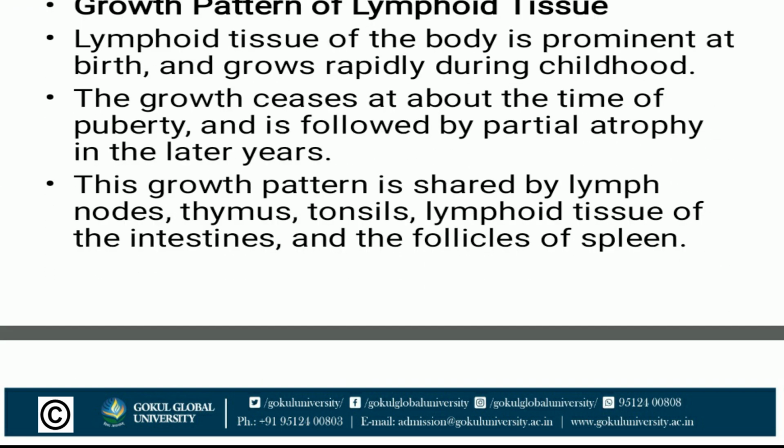Growth pattern of lymphoid tissue. Lymphoid tissue of the body is prominent at birth and grows rapidly during childhood. The growth ceases at about the time of puberty and is followed by partial atrophy in the later years. This growth pattern is shared by lymph nodes, thymus, tonsil, lymphoid tissue of the intestine, and the follicles of the spleen.